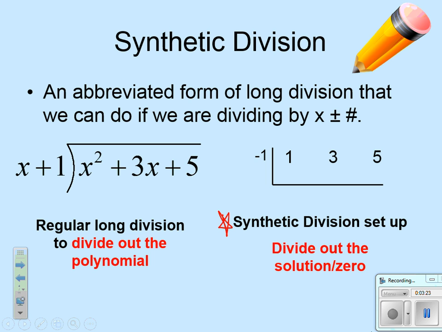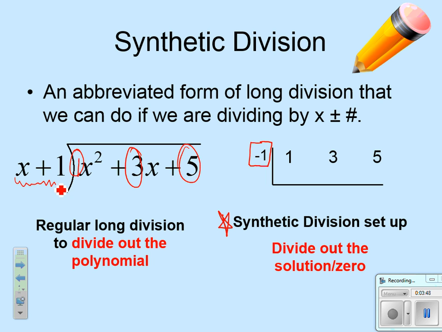If you remember synthetic substitution, that's what we're going to use. We're going to use that process of synthetic substitution where we use the coefficients out in front, so the 1, the 3, and the 5. We are using that same polynomial, but what's different is what I put out in front.